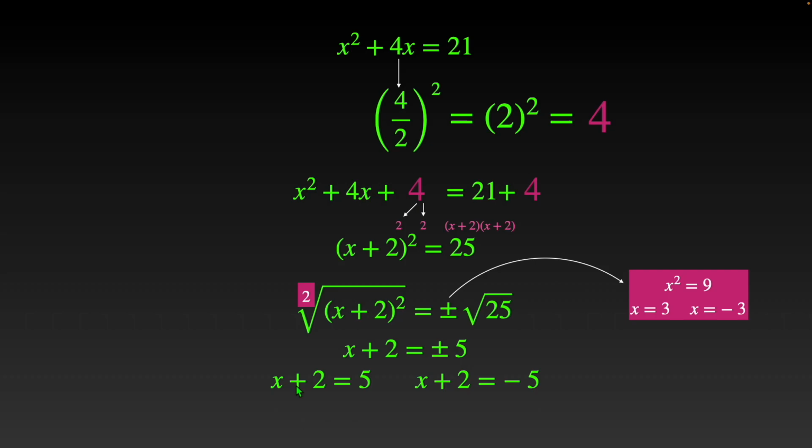This one here, we'll move 2 to the other side by subtracting 2 on both sides, and we get x is equal to 3. For this one, we'll also subtract 2 from both sides, and we get that x is equal to -7. So we have two solutions, x equals 3 and x equals -7.